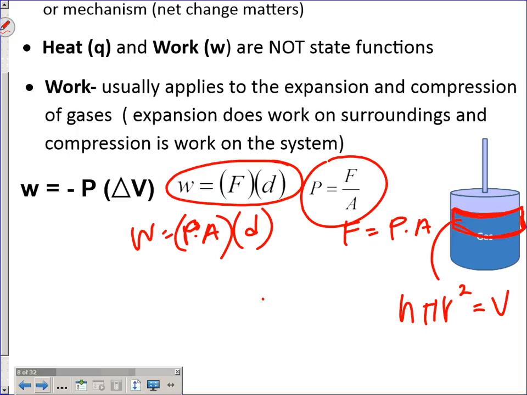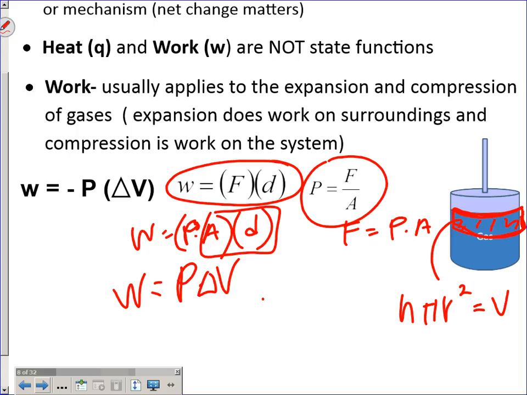Okay, so this right here is now volume change in terms of chemistry. Area and distance collect together to form volume. Pressure times volume is equal to work. But it's not just the volume, it's the change in volume, right? It's the distance that moved. So that's why it's delta V, which is what this is.